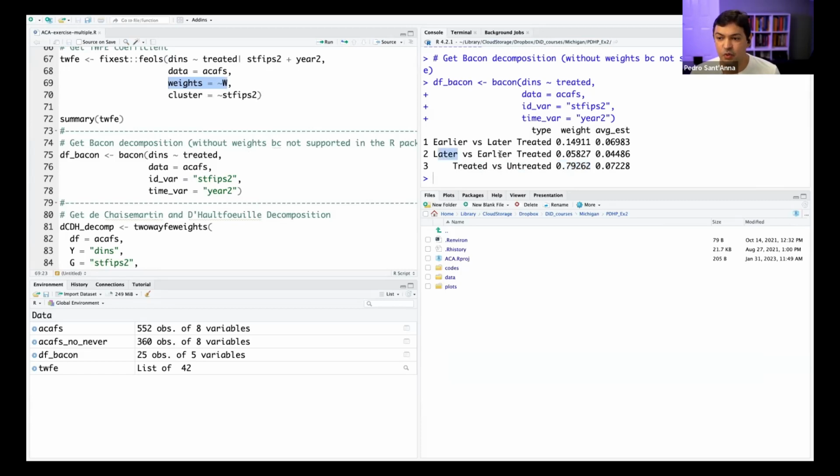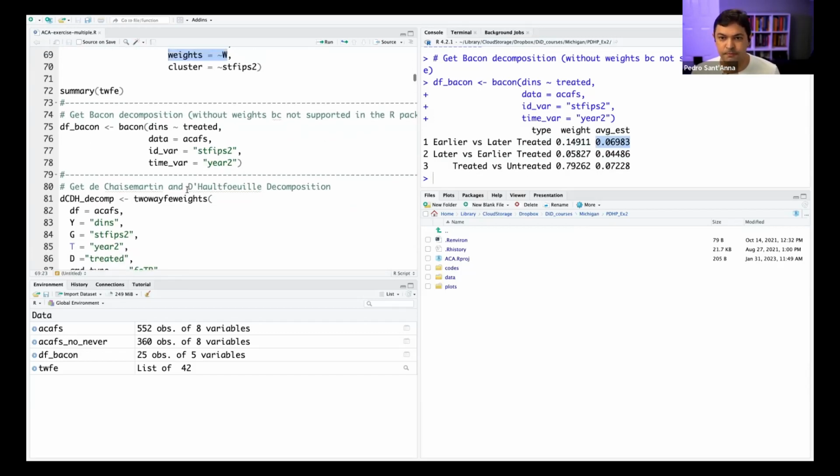right? Later treated versus early treated, this is the forbidden comparison, which has around 5% of the weights. The coefficient is substantially smaller, essentially half of the 0.07. And the early versus later is 14%. This is the coefficient as well. So this is essentially the output of the Bacon decomposition.